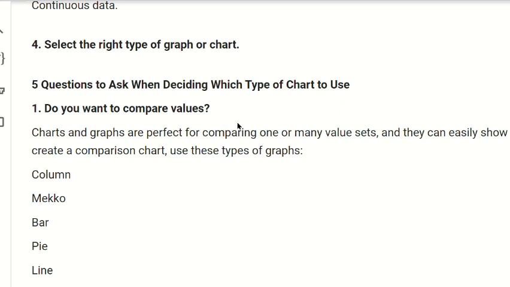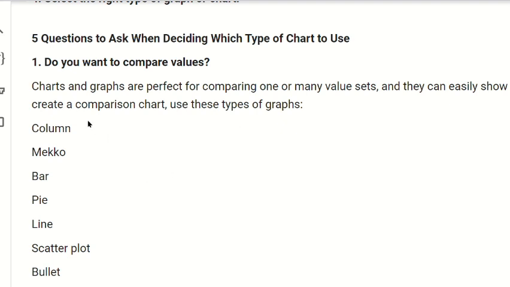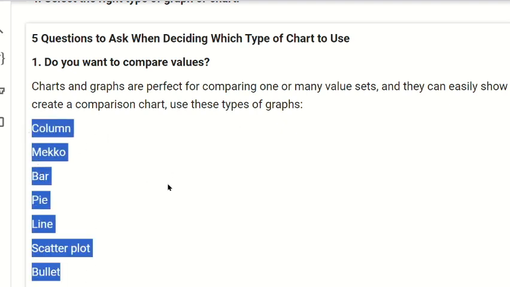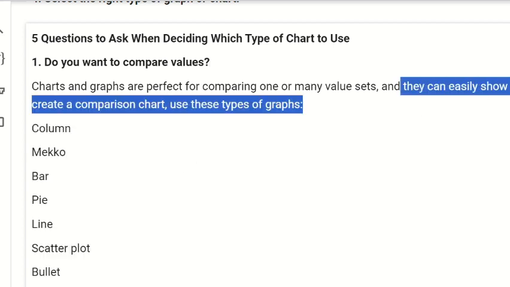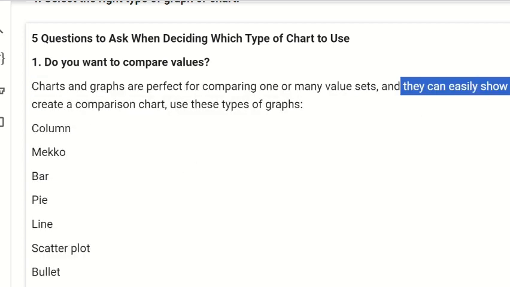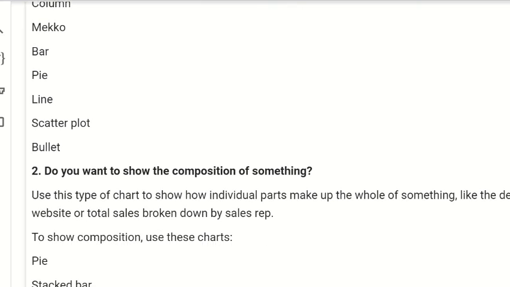So first, we need to compare values. When we compare values, we use these charts. These are all visualization types: column, Mekko, bar, pie, line, scatter plot, and bullet. Comparing one or more value sets, they can easily show the low and high values in a data set. And then, do you want to show the composition of something?